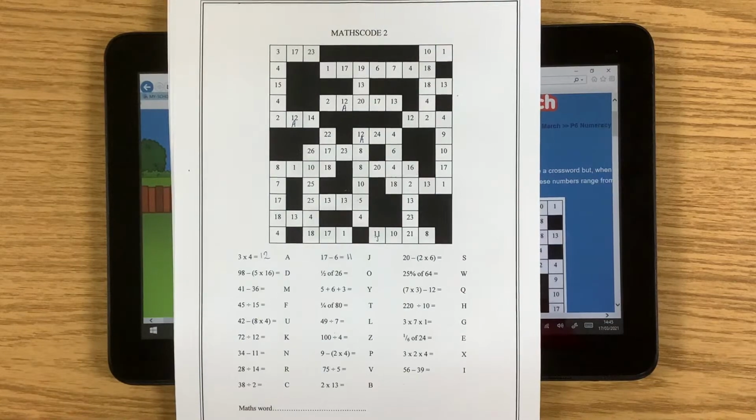It will end up having lots of words in it. One of the words will be a maths word. And what you need to do is write that maths word down at the bottom of the page. So there are 2 different levels to choose from.